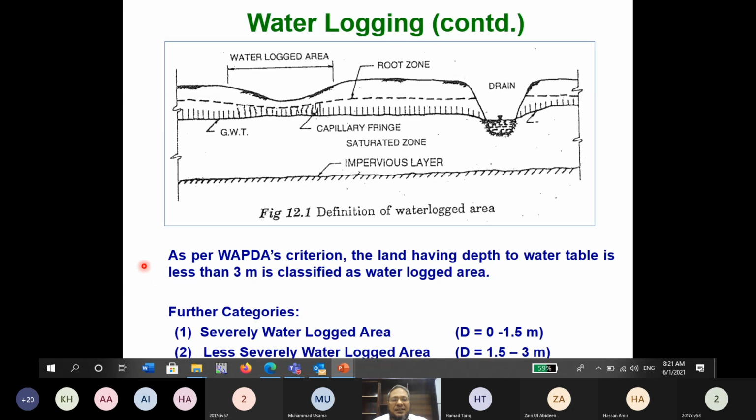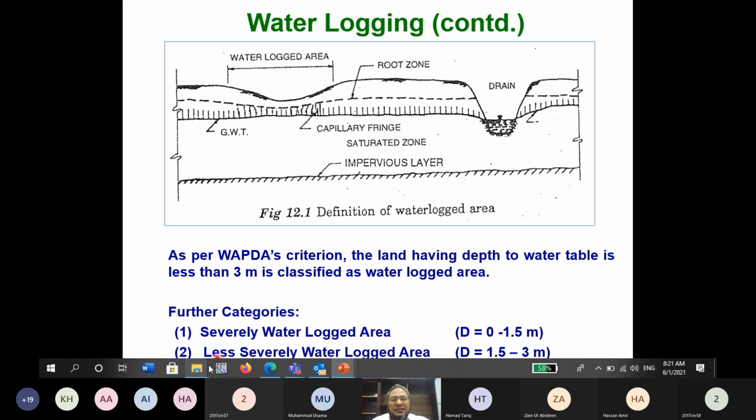So as per WAPDA criteria, the land having depth to water table less than 3 meters is classified as waterlogged. If the water table is available at a depth lesser than 3 meter, how much is 3 meter? Roughly 10 feet. If our groundwater table comes to 10 feet, then as per WAPDA criteria, it is waterlogged soil or waterlogged land.